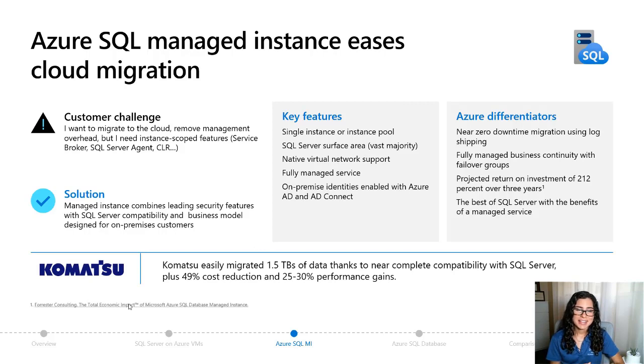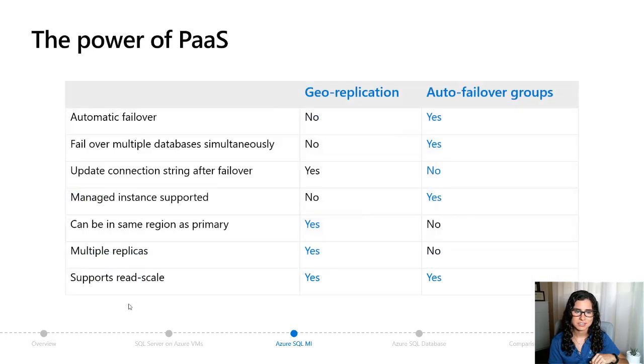Now, one customer I like to mention here is a customer called Komatsu. And I like this customer because they self-reported these numbers: they migrated very easily, and then they saw a 49% cost reduction and a 25 to 30% increase in performance. So those are pretty big, significant cost reduction and performance enhancements. So definitely something to consider if you're looking for the best of SQL Server and the best of Azure as one managed service. That will be Azure SQL Managed Instance.